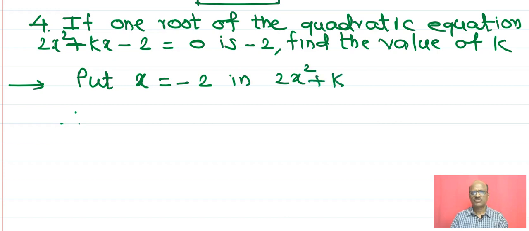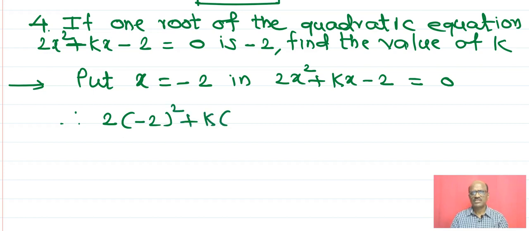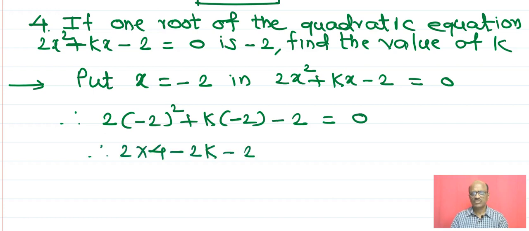x is equal to minus 2 in 2x square plus kx minus 2 equals to 0. That is 2 in bracket minus 2 square plus k in bracket minus 2 minus 2 equals to 0. Therefore, 2 into minus 2 square means 4.